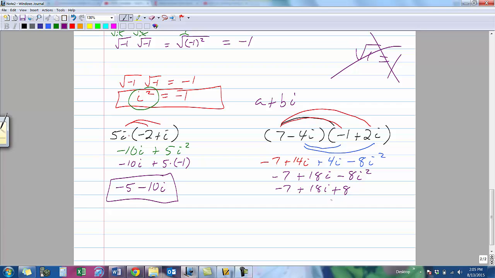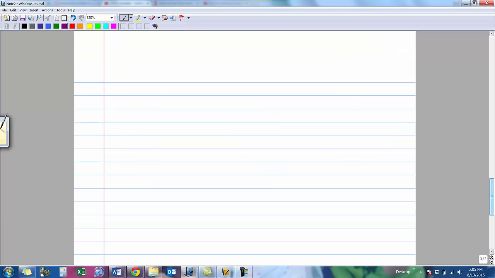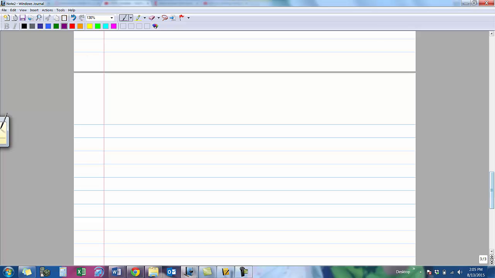So now combine like terms again, because now we have new constants. Negative 7 plus 8 is 1 plus 18i. That would be your final answer. All right, I got one more section, and then I'll let you be.